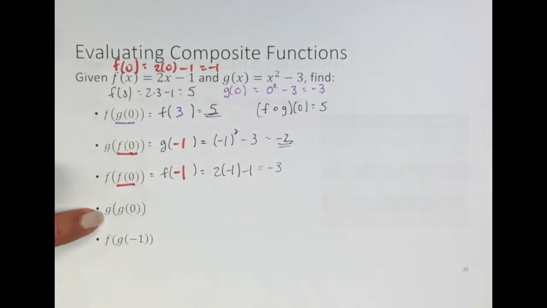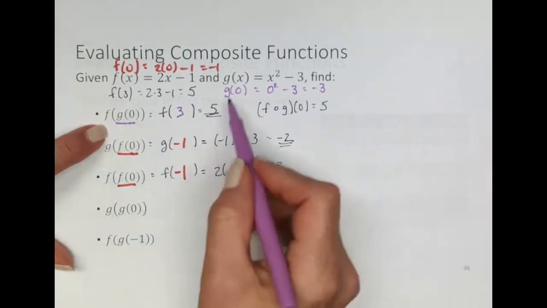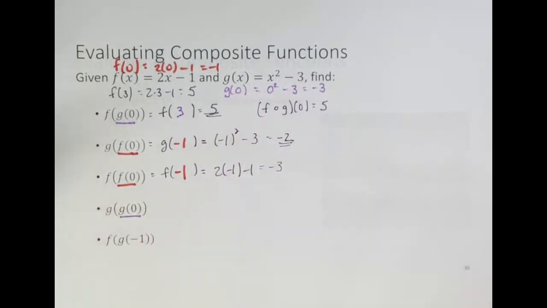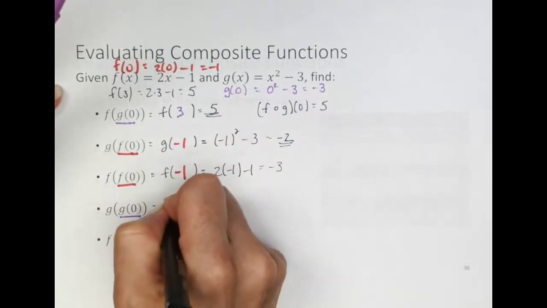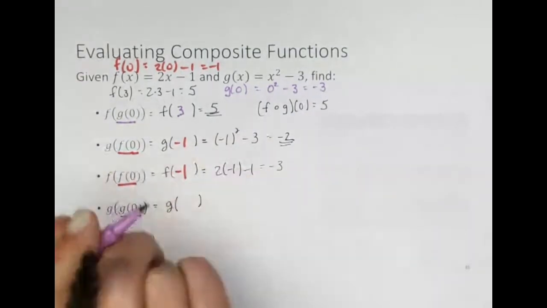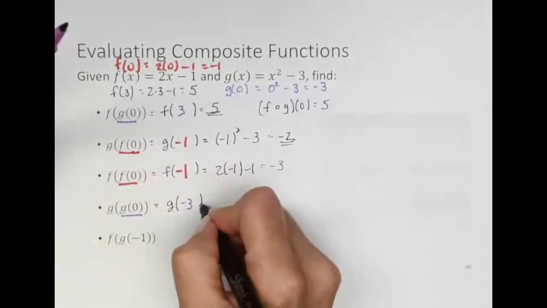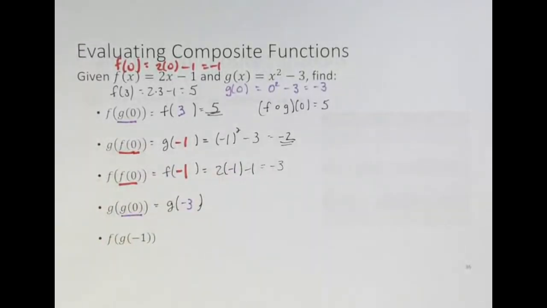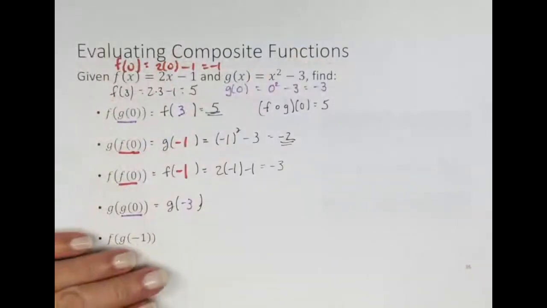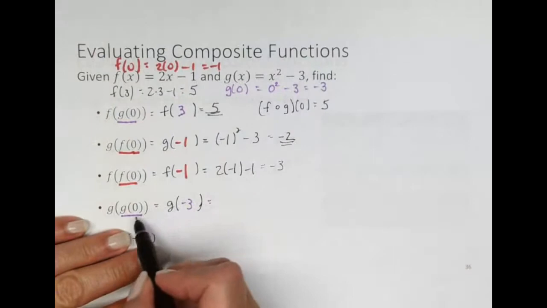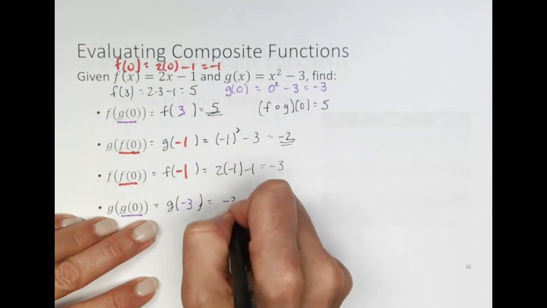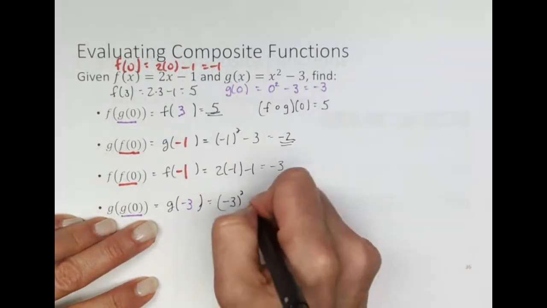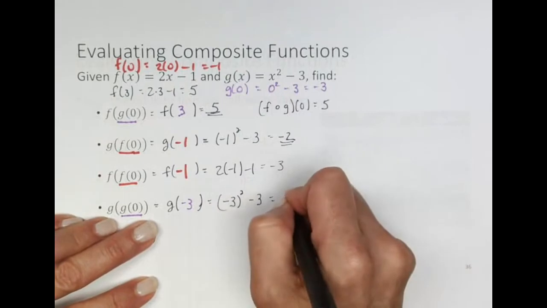Okay, g of g of 0. No rocket science here. We need to find g of 0 first, which we already have. We found it up here in purple. G of 0 is negative 3. So g of g of 0 is going to be g of negative 3, right? Or we want to evaluate the function g at x equals negative 3. So what is g of negative 3? Did we find that yet? Nope. So let's find it. G of negative 3 is going to equal negative 3 squared minus 3. Well, that's 9 minus 3, or 6.